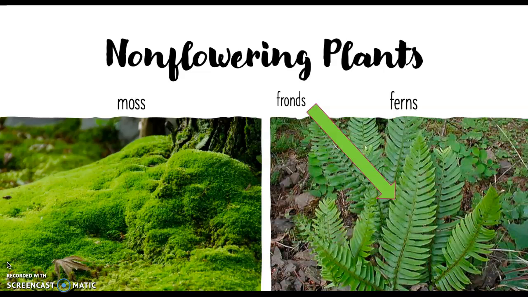So two examples of non-flowering plants that we're going to be talking about are moss, which is right here, and ferns. And I want to point out that the leaves on the ferns are called fronds. So, they both start with the letter F, so that's kind of easy to remember. Ferns, fronds. Just remember that the fronds are what the leaves are on the ferns. And remember that these plants have spores instead of seeds. So these plants don't have seeds, but they have spores.